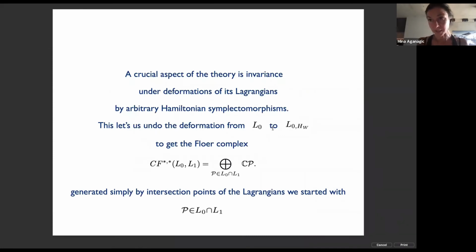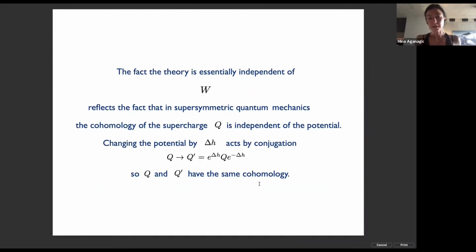Now, a crucial aspect of the Fukaya-Seidel theory, or the A model, is invariance under deformation of its Lagrangians under arbitrary Hamiltonian symplectomorphisms. This allows us to undo the deformation from L0 by this Hamiltonian flow to get a Floer complex that's simply generated by intersection points of the Lagrangians that we started out with. This means that the theory is essentially independent of W.